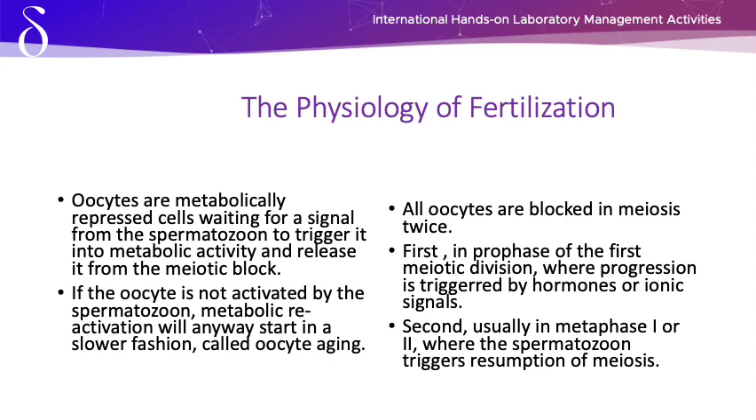All oocytes from all animals are blocked in meiosis twice. First, in the ovaries, they're blocked in prophase of first meiotic division, and progression from this stage is triggered by hormones or ionic signals from the environment. Second block is actually in metaphase 1 or 2, depending on the animal species. The human, of course, is metaphase 2, where the sperm is responsible for triggering the resumption of meiosis.